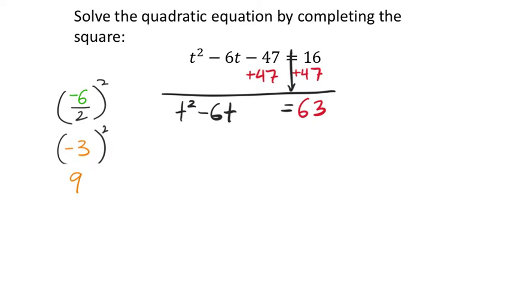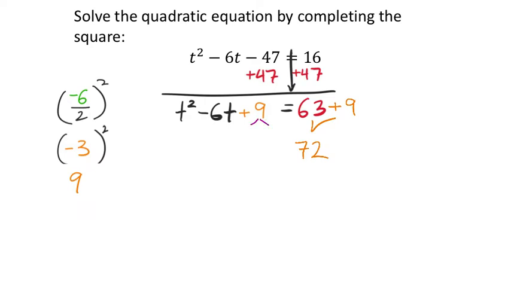Now that 9, I'm going to add it to the t squared minus 6t because that completes the square. It makes these three terms a perfect square trinomial, but it's an equation, so if I do it to one side, I need to make sure to do it to the other side. Okay, now I know that 63 plus 9 is 72. That's not bad.